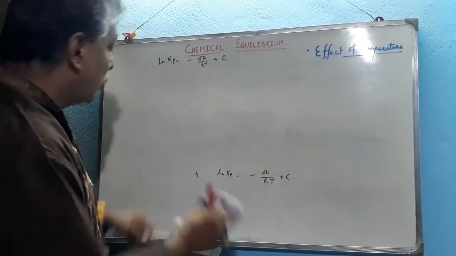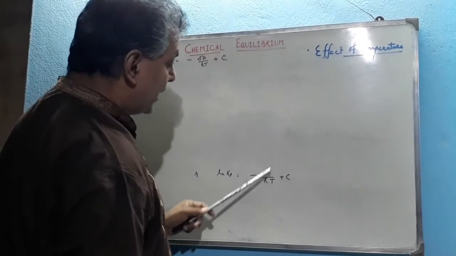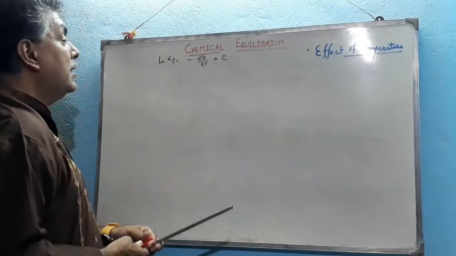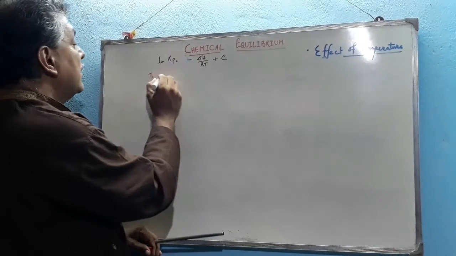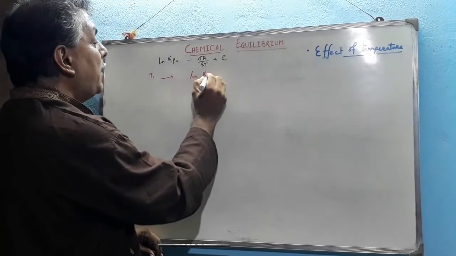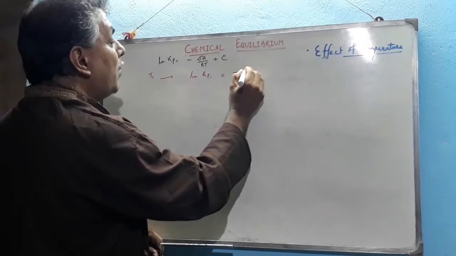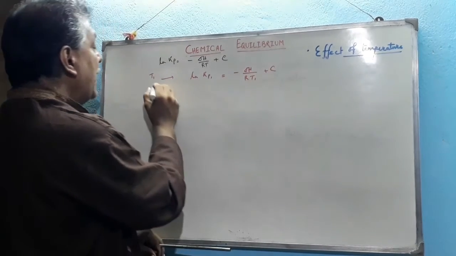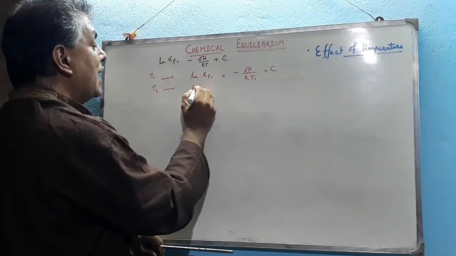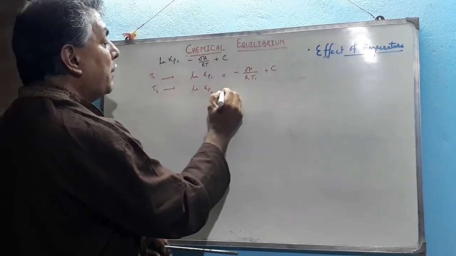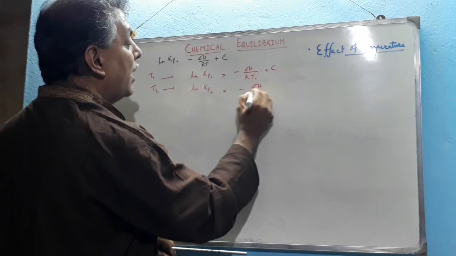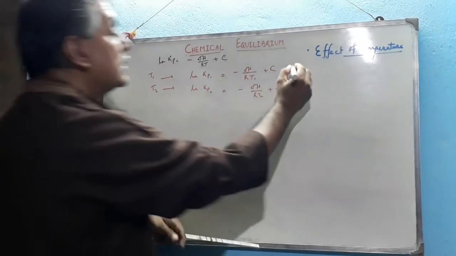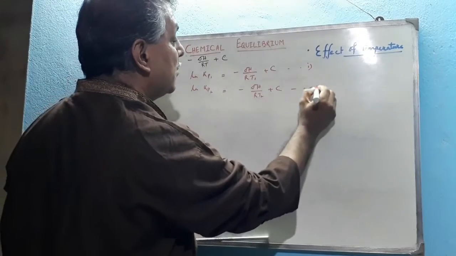Now writing this at the top, we get ln Kp equals minus ΔH by RT plus a constant, where C indicates the integration constant. Therefore, at temperature T1, the expression becomes ln Kp1 equals minus ΔH by RT1 plus C, and at temperature T2, it is expressed as ln Kp2 equals minus ΔH by RT2 plus C. So this is expression number 1, and this is expression number 2.